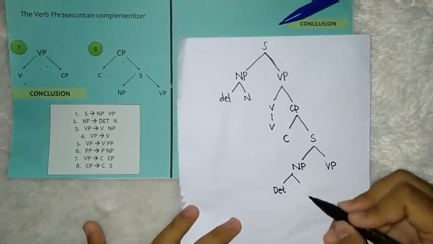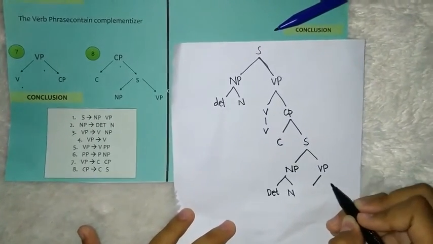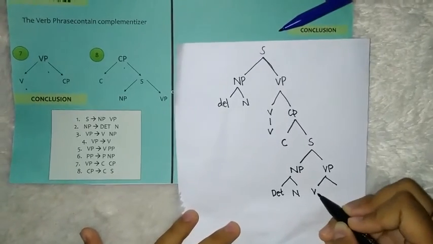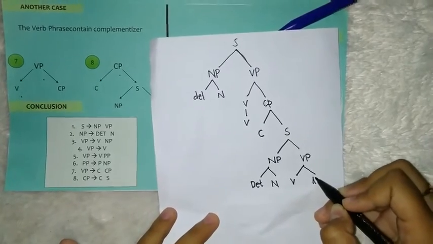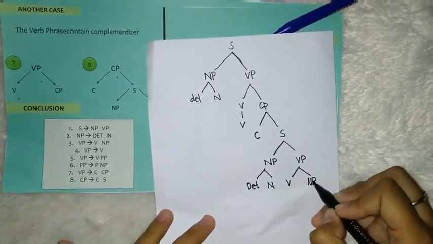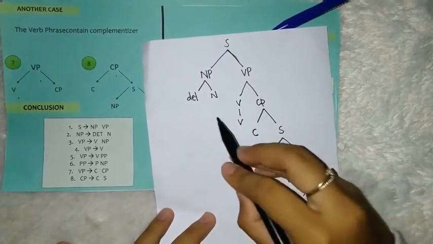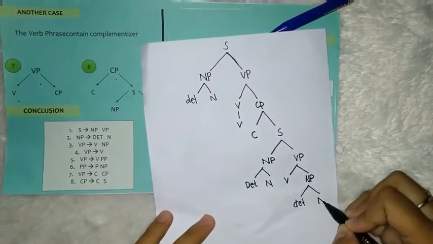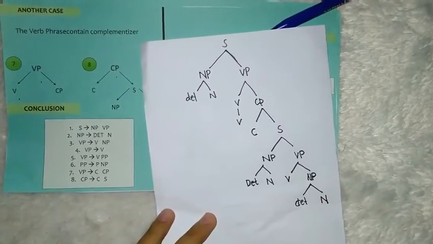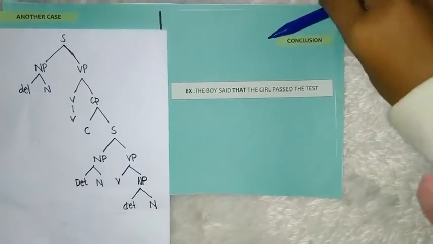with noun, and noun phrase in here formula with the noun phrase, and noun phrase of course same as this, determiner with noun. So it's the tree for this sentence.